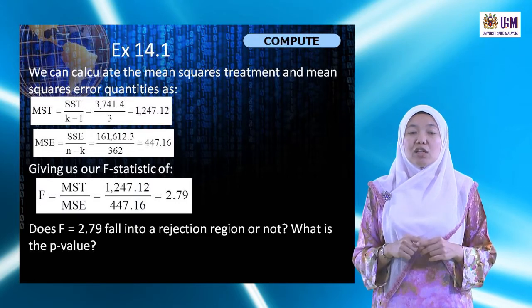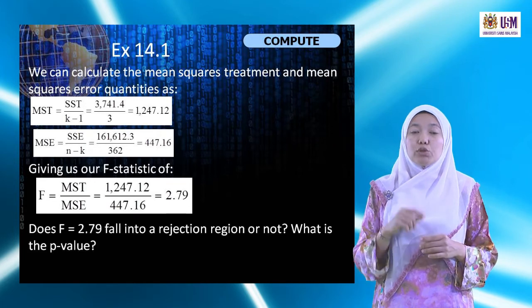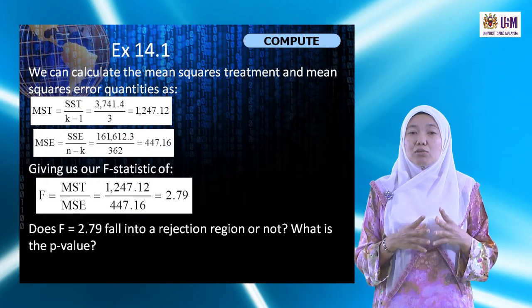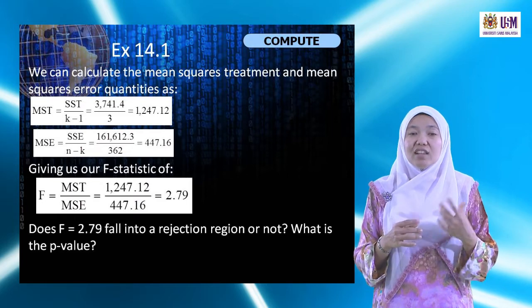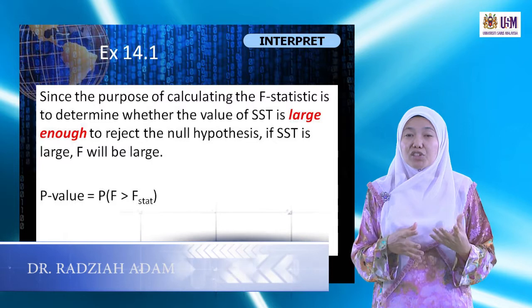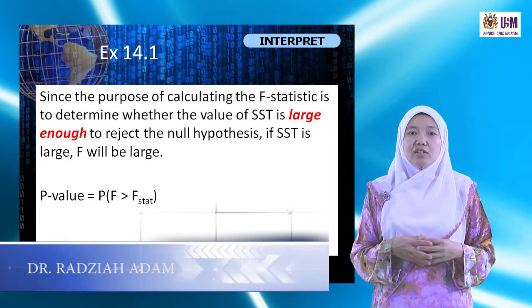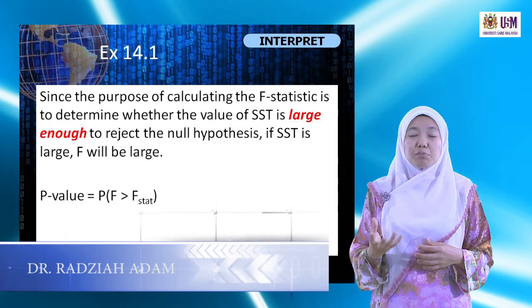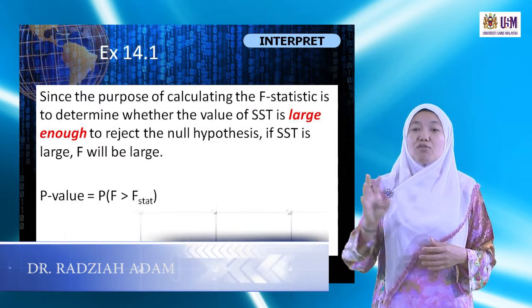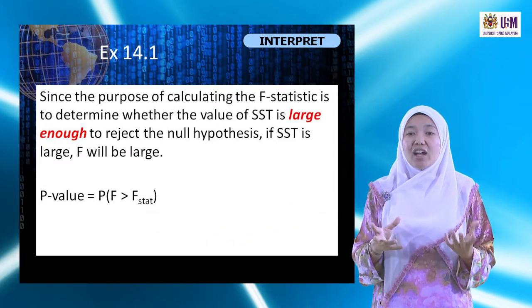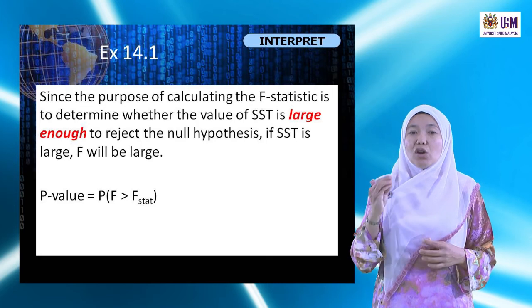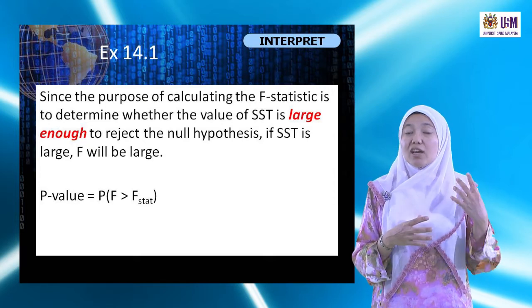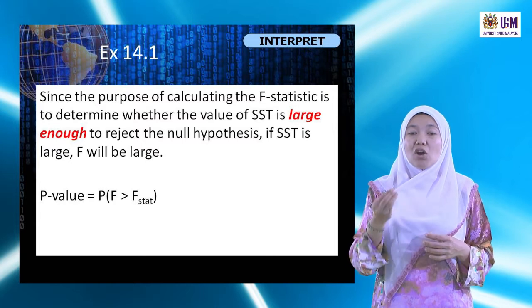The next question you need to ask yourself is, does this F value of 2.79 fall into the rejection region or not? So what is the p-value? This is where you need to look at your F distribution and do a little sketching. In order to interpret the F statistic you calculated earlier, you need to determine whether the value of SST is large enough to reject the null hypothesis. Remember, SST stands for sum of squares for treatment, or sum of squares for group. If SST is large, your F will be large. So your p-value will be equal to the probability of F greater than your F statistic.